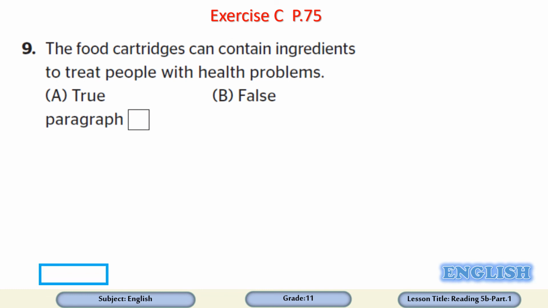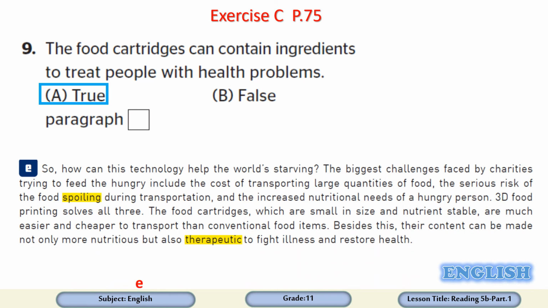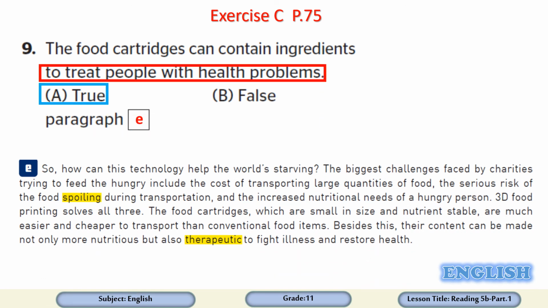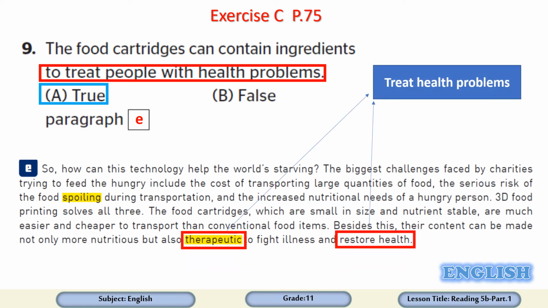Statement 9 now. It's true, very good, and it's justified by paragraph A. The statement speaks about the fact that food cartridges can contain ingredients to treat people with health problems, and the paragraph speaks about the therapeutic aspect of these cartridges and their ability to restore health, which is the same idea of treating health problems. So this makes the statement true.